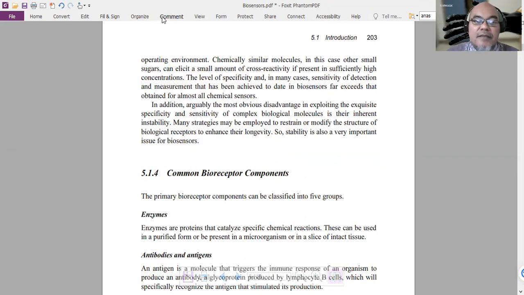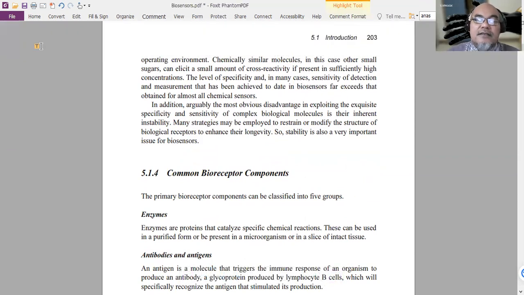Now here, however, it is mentioned in this book that the disadvantage is the inherent instability of biomolecules. This is one of the problems in biosensors, because we use enzymes and also antibodies. They are proteins, and proteins eventually denature with temperature, with storing conditions, depending on the buffer and humidity, etc. That's why many strategies have been deployed to restrain or modify the structure of the biological receptor to enhance their longevity, to enhance their lifetime.